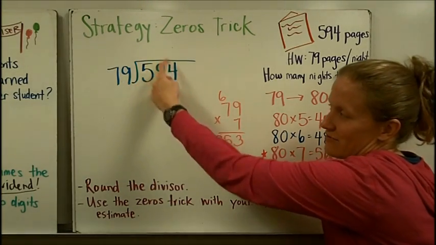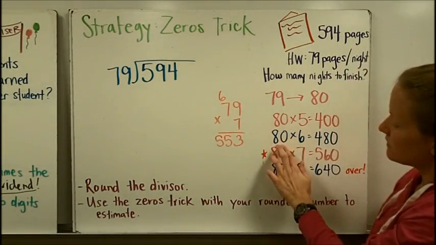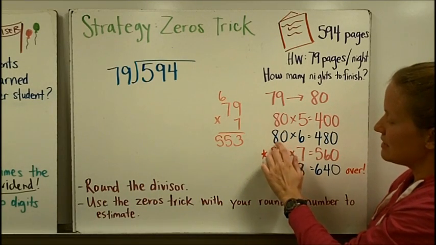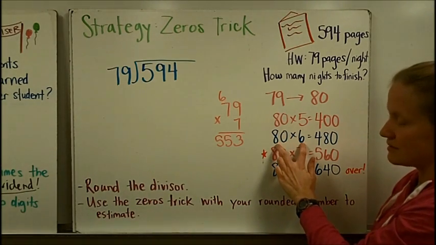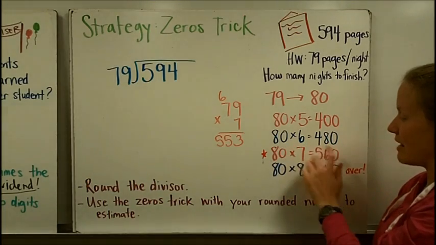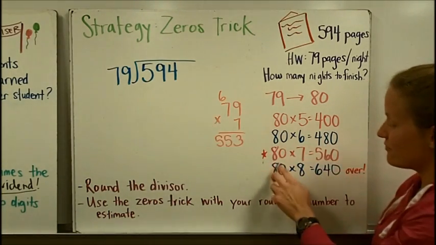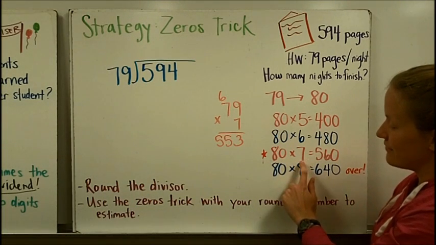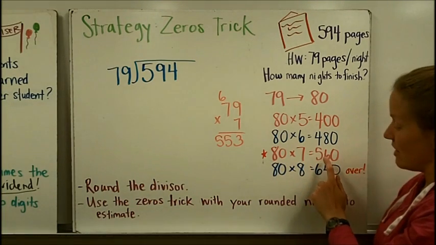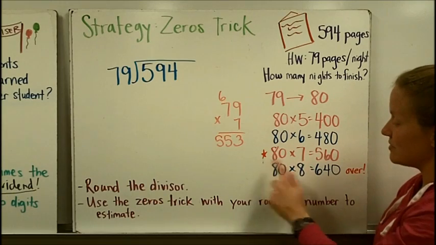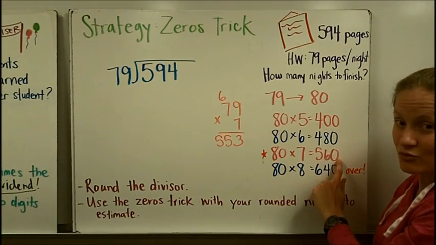Well, that's not high enough yet. I need to go bigger. So now I'm going to think 8 times 6. 6 times 8 is 48. Add another 0. That's 480. I'm getting closer, but I'm not up to 594 yet. 8 times 7, remember 5, 6, 7, 8, 56 is 7 times 8. Add a 0. Ooh, that looks really close.